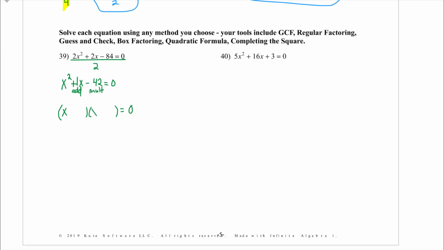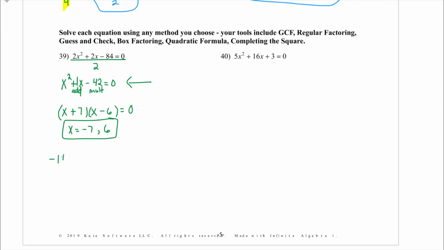Because 42 is 6 times 7. It's negative, so we can make one of those negative. So we'd do x plus 7 and x minus 6, which means that our answers are negative 7 and positive 6. Now, let's say that you didn't realize that, but hopefully you at the very least realized that you could get here by dividing everything by 2.